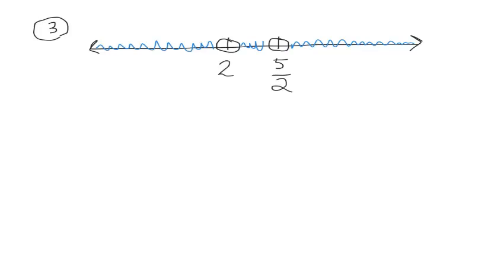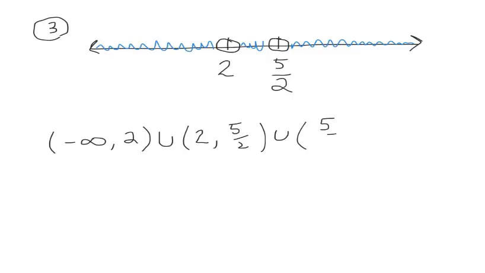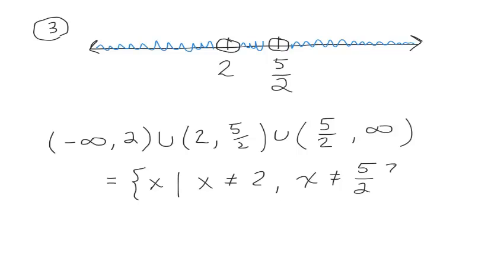So we need to write this out in interval and set notation. In interval notation, it's going to look like this. Negative infinity to 2. I'm going to use a round bracket at 2. I don't want to include 2 inside of the domain. And then our second blue portion is from 2 to 5 over 2. Again, round brackets because I don't want to include these values in the domain. And then finally 5 over 2 up to positive infinity. And in set notation, this is the set of all x values such that x is not equal to 2 and x is not equal to 5 over 2.